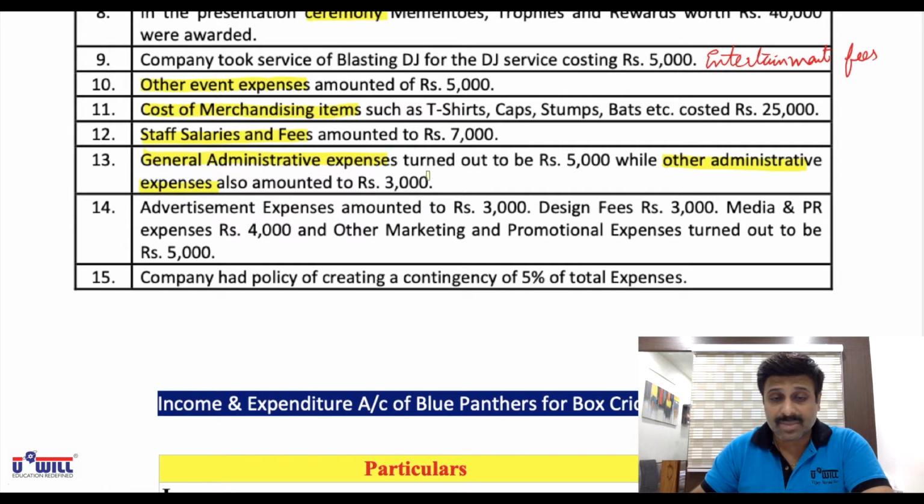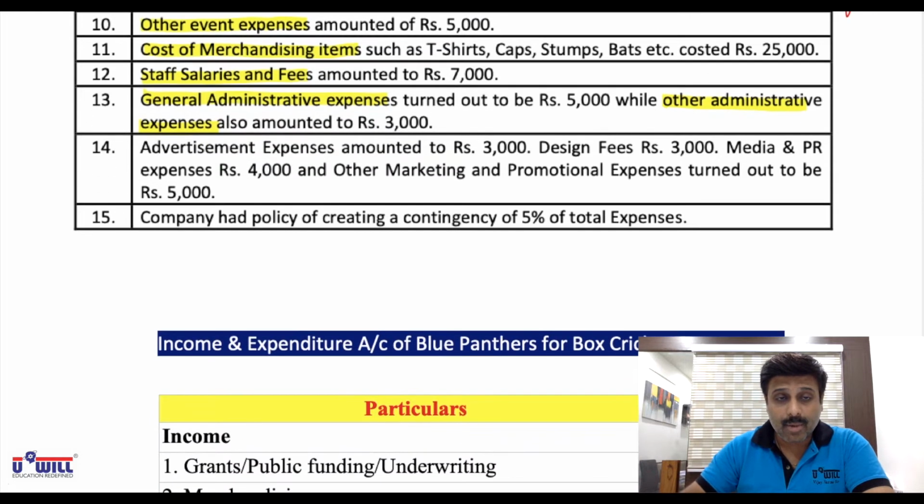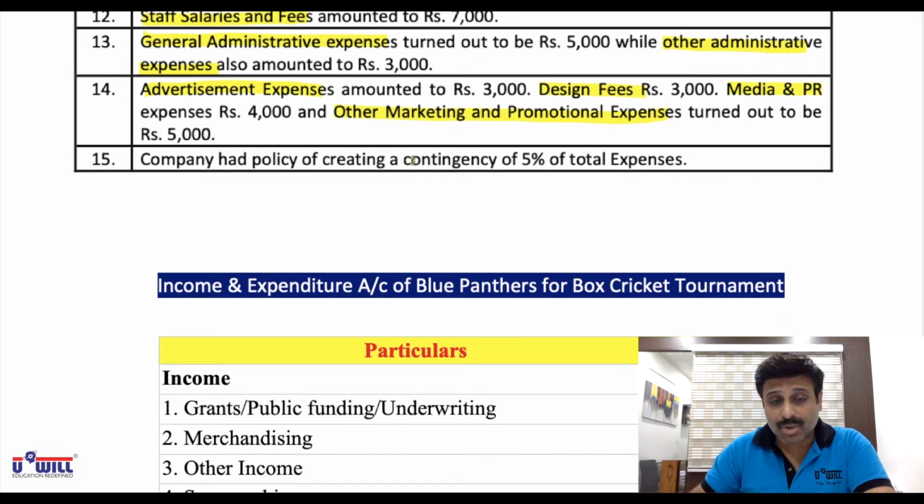other administrative expenses, 3,000. Advertisement will come in marketing expense in advertisement, particularly 3,000. Design fees will also come in marketing expenses, 3,000. Media and public relations will come in marketing, 4,000. Other marketing and promotional expenses, 5,000, will also come in marketing. And the company had a policy of creating a contingency that we add at the end, 5% of total expenses.